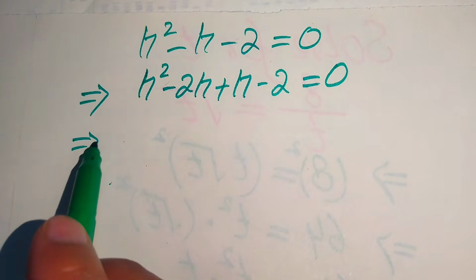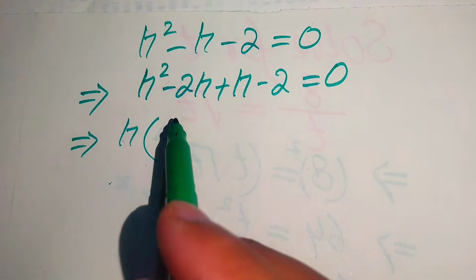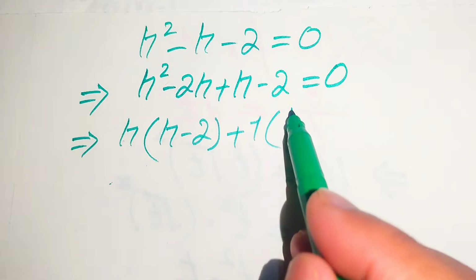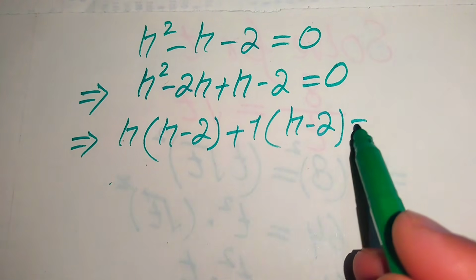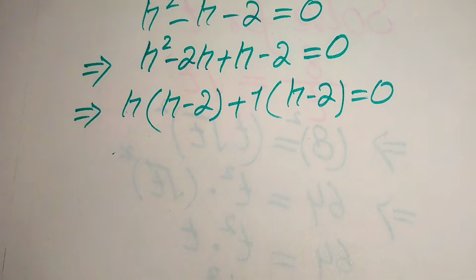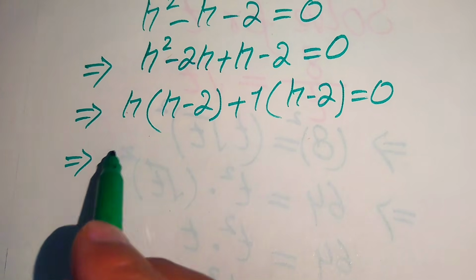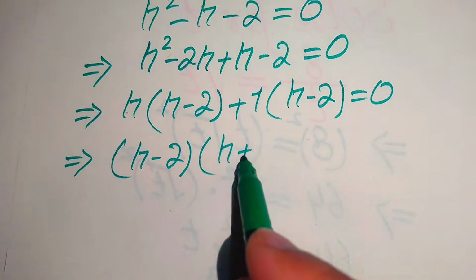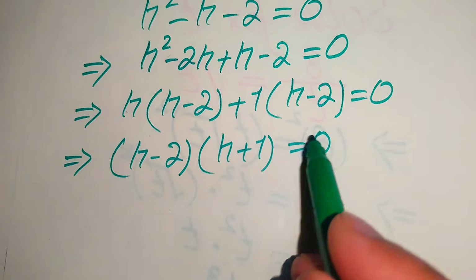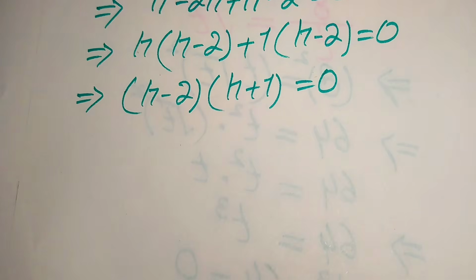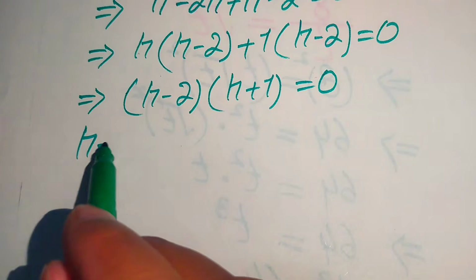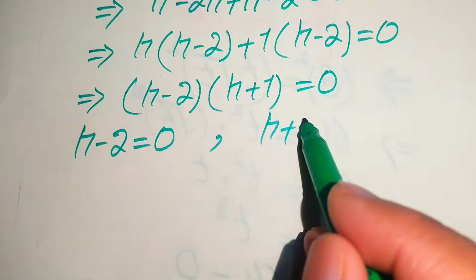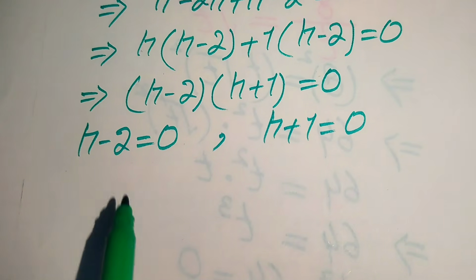So if you see here, from the first two terms we take common h and the remaining values are h minus 2, and from here we get 1 and the remaining values are h minus 2, and this whole equation is equal to 0. And now again we take common h minus 2 from here and the remaining values are h plus 1, and this whole equation is equal to 0. So we divide this equation into two cases. The first case is h minus 2 is equal to 0, and the second case is h plus 1 is equal to 0.